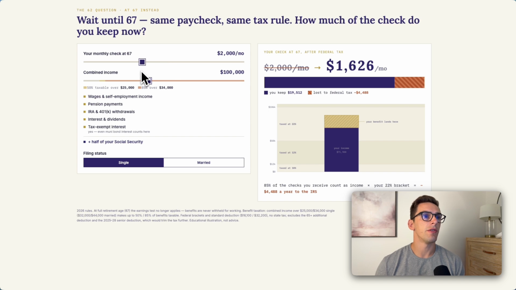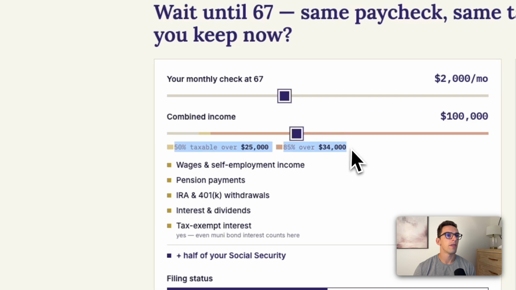You just need to figure out first what bracket you're landing in. Are you being taxed on 0? Are you being taxed on 50% of your Social Security? Or are you being taxed on 85% of it? And that's pretty easy to run your numbers against these thresholds. So again, for a single filer, it's 25,000 up to 35.